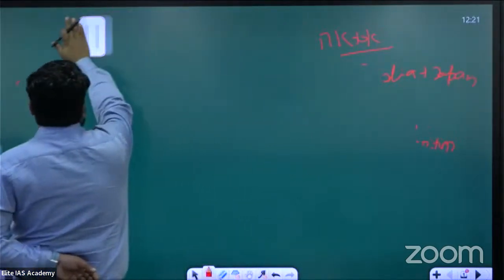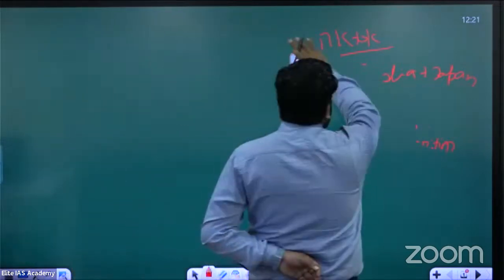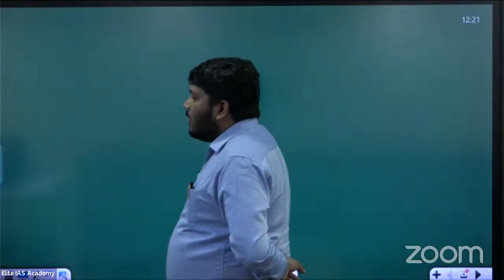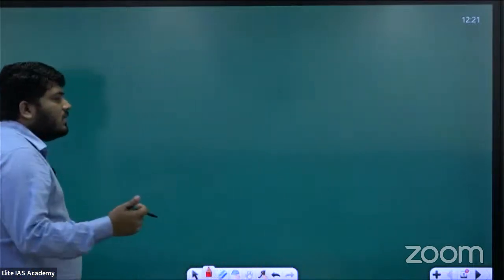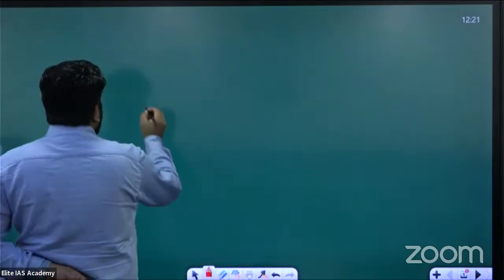So what they are basically trying to do is trying to encircle China, or trying to challenge China, because China is not ready to, you can say, China is not accepting the maritime law. So these are the 4 points you have to study.